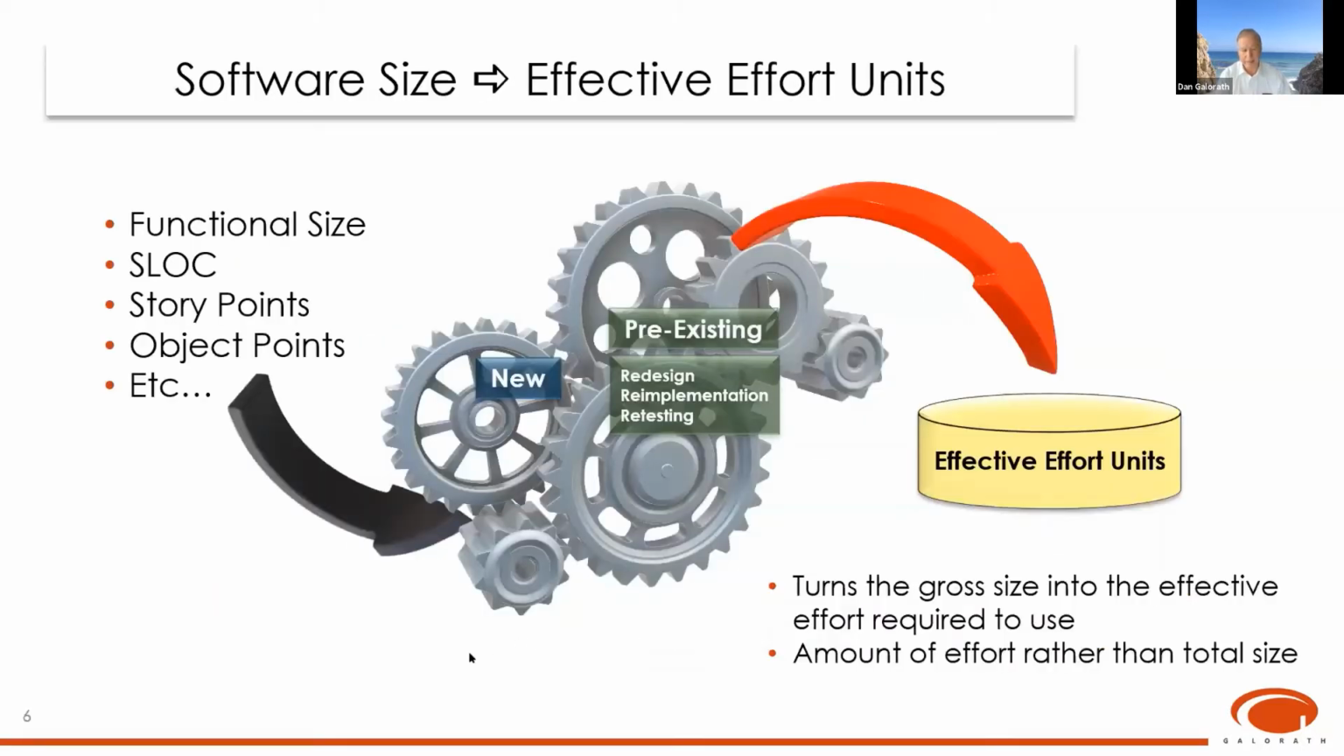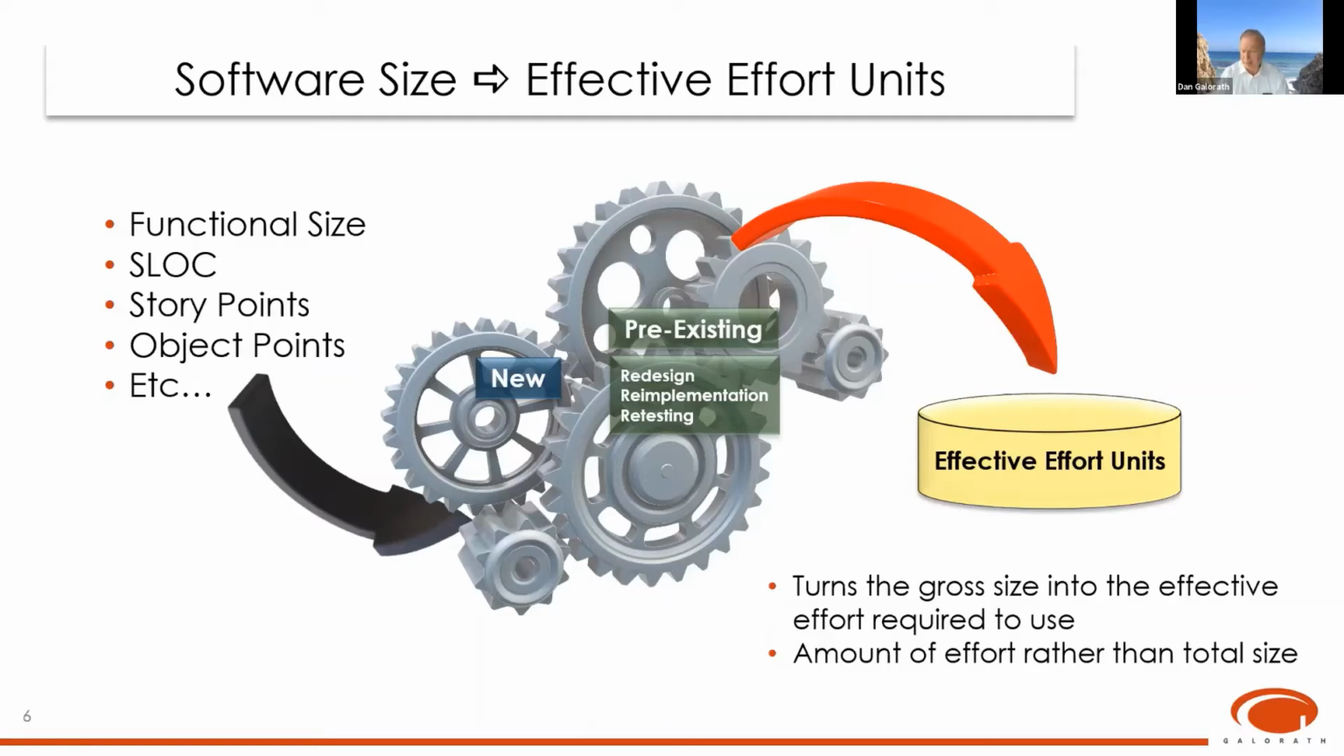Carol talked about effective size. I was thrilled to hear that. The reason that effective size is useful is it takes something, for example, if you have something that's 1,000 function points and you add 2, well, how much work is that? Effective size defines how much work in terms of redesign, reimplementation, and retest.